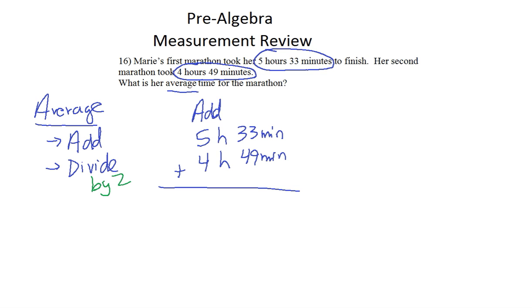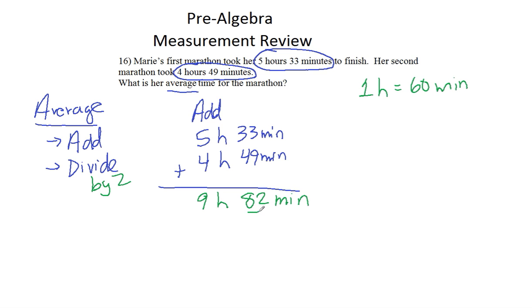Okay, and I get 82 minutes when I do that. Punch that into the calculator. And then 5 hours plus 4 hours gives me 9 hours. So here, like I'm saying, if you remember our conversion rate, 1 hour is 60 minutes.